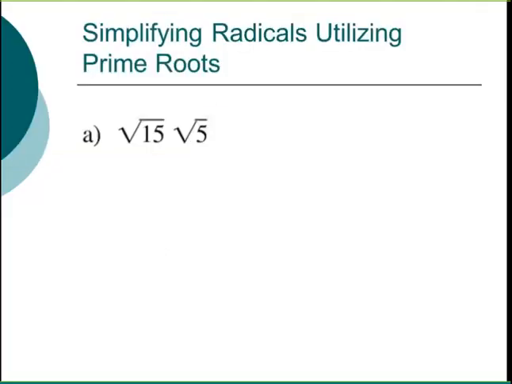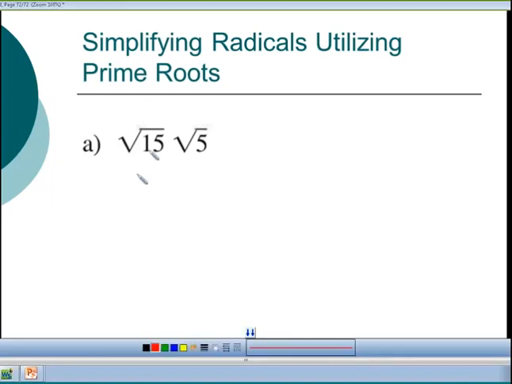Here we go. So, simplifying radicals using prime roots is more interesting than using your calculator to me. But if we take the square root of 15 and the square root of 5, what we can do is take a look at multiplying them. And what we'll see here is that when I multiply square roots, it's the same rule we just had on the last slide. I can rewrite this to be the square root of 15 times 5.